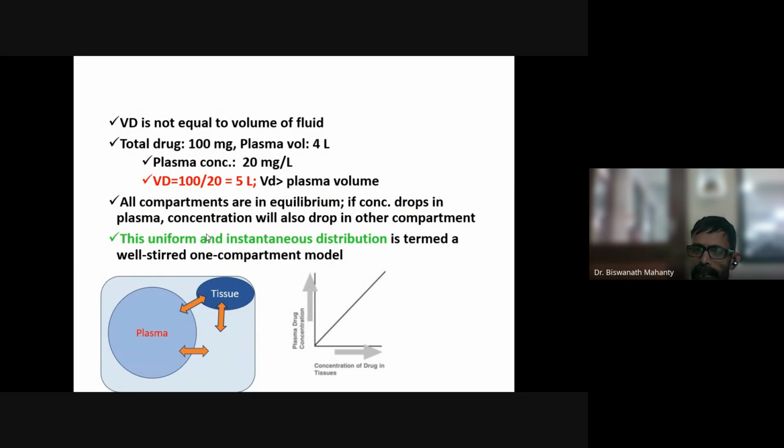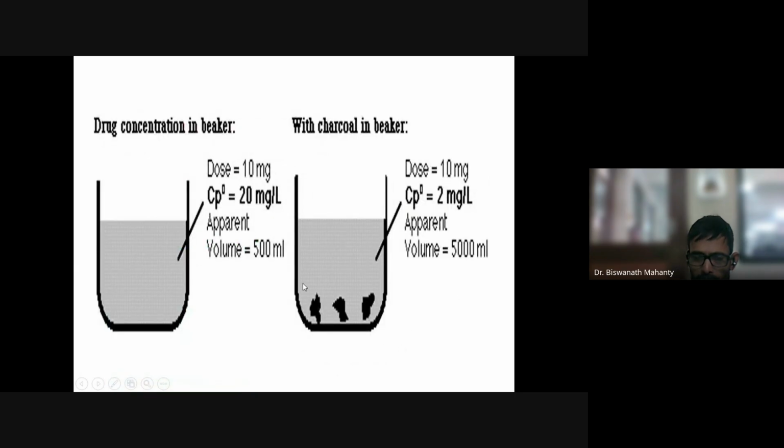This uniform and instantaneous distribution assumes a well-stirred mixing system, like a one-compartment model. So plasma is the main compartment, and the drug is going to distribute into different body parts. Here is one example: if we have some drug and we add some charcoal, the charcoal will concentrate the drug, resulting in a much lower aqueous phase concentration. It behaves the same way in the case of plasma. We have the total amount of drug in plasma, but some organs may concentrate it too much. So the apparent concentration in plasma will be low, and the volume of distribution will become much higher.